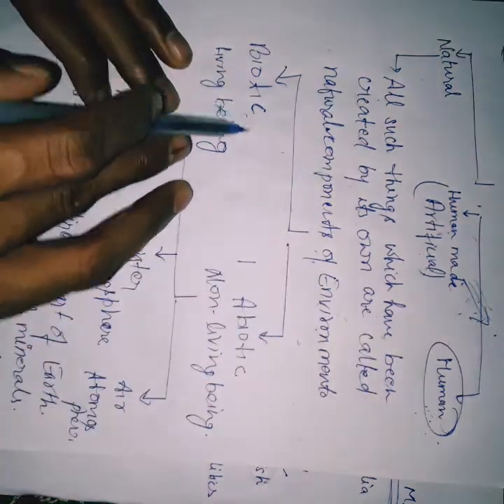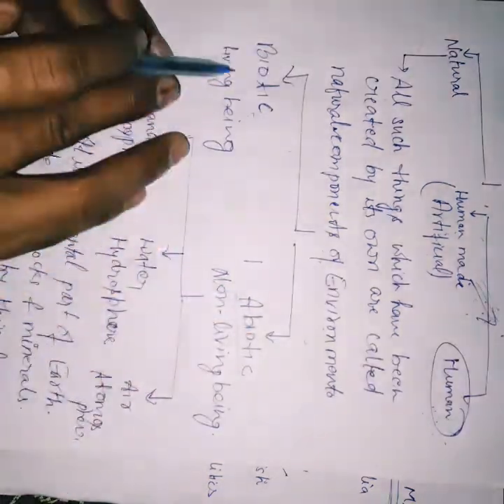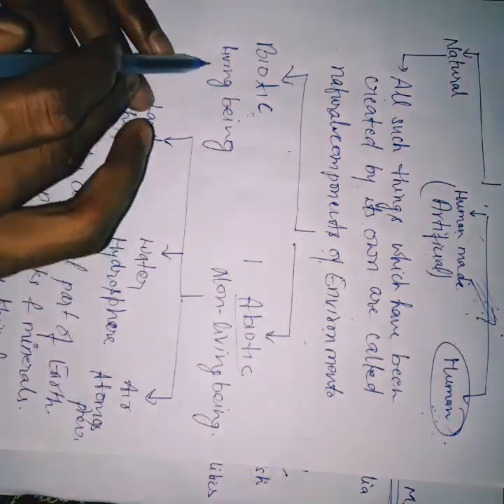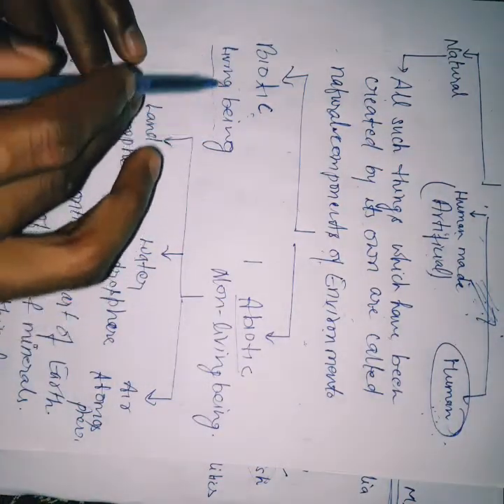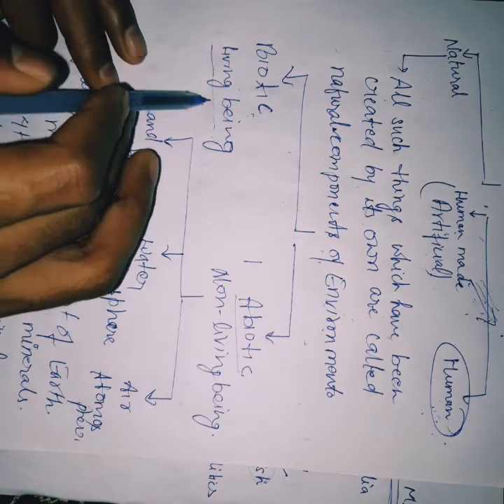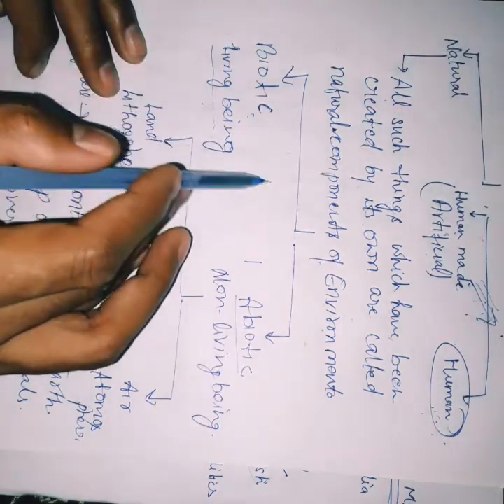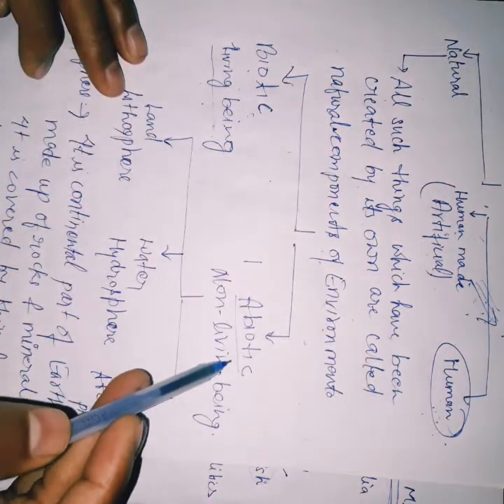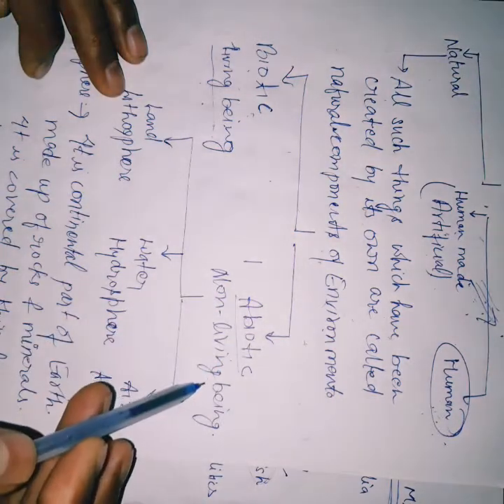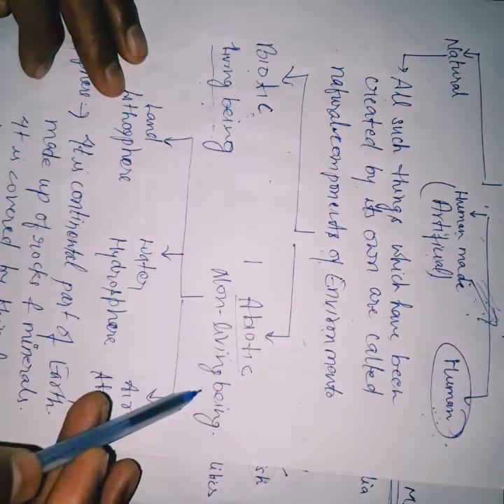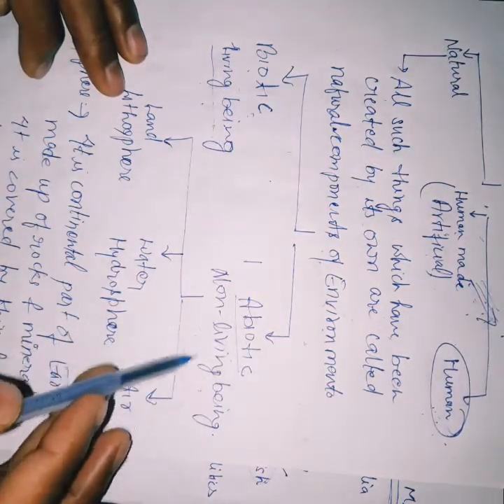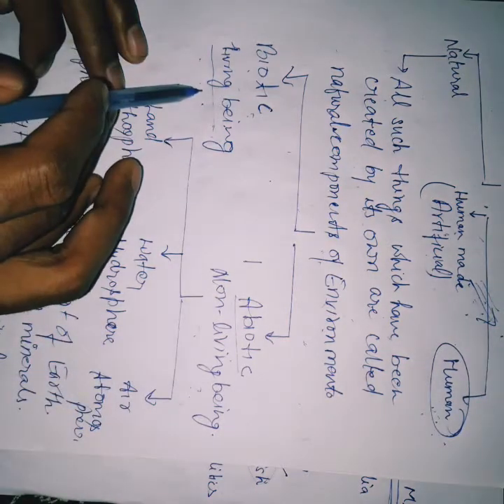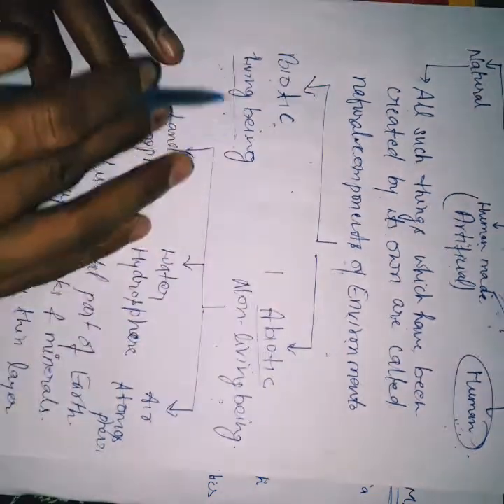What are biotic and abiotic components? Biotic components are the components of the natural environment which have life. And abiotic components are the components which don't have life. For example, stone, land, etc. And among biotic components are plants and animals, flora and fauna, and humans also.